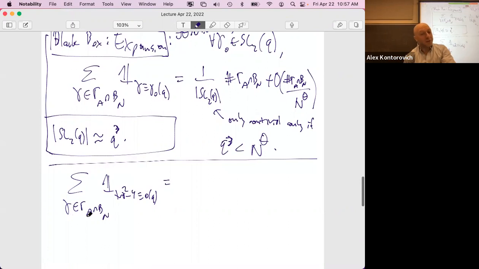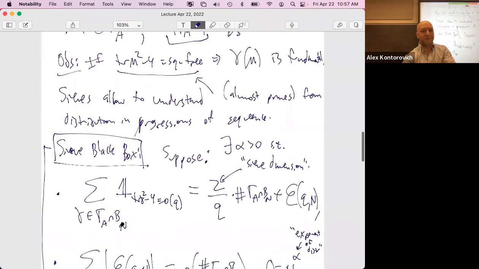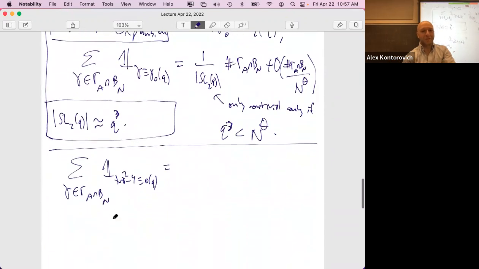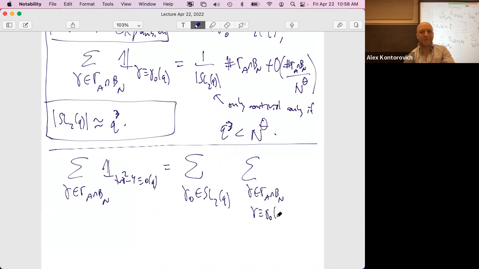All right, so we want to understand when this happens. We have a Q. We want to be able to get an estimate for this expression. Okay, well, what should we do? Break this into... Dyadic is also a good guess. Break it into progressions mod Q. Let's sum over gamma zero in SL2Q, and then sum over gamma in gamma A in a ball, but just those that are congruent to gamma zero mod Q. Let's separate out this residue condition.